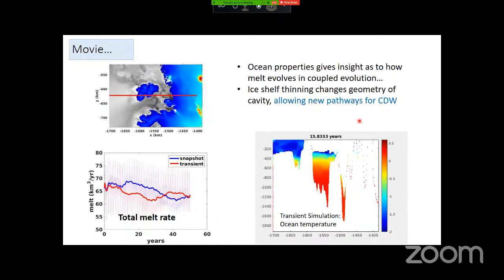Over time, as the ocean cavity changes in very complex ways, more warm water can get into this deepening bit and cause higher melting to occur further up in the ice shelf. And I think that's a non-trivial way in which the ice and the ocean can interact. The ice shelf cavity changes, allowing new pathways for circumpolar deep water to cause melting.